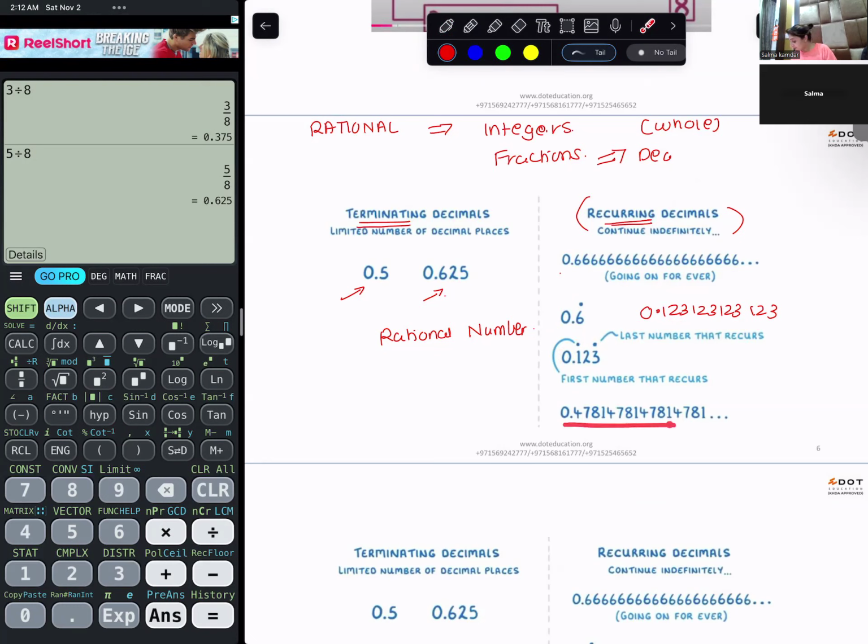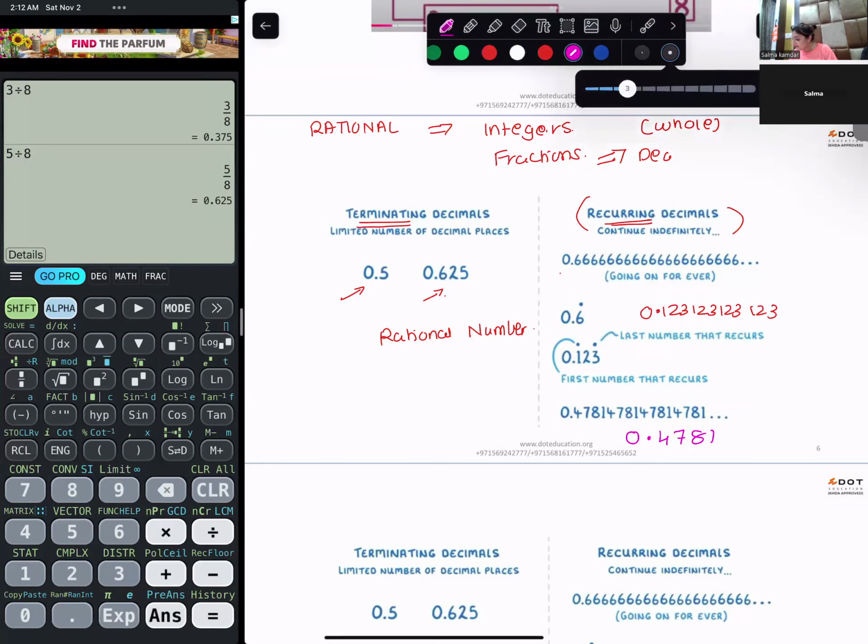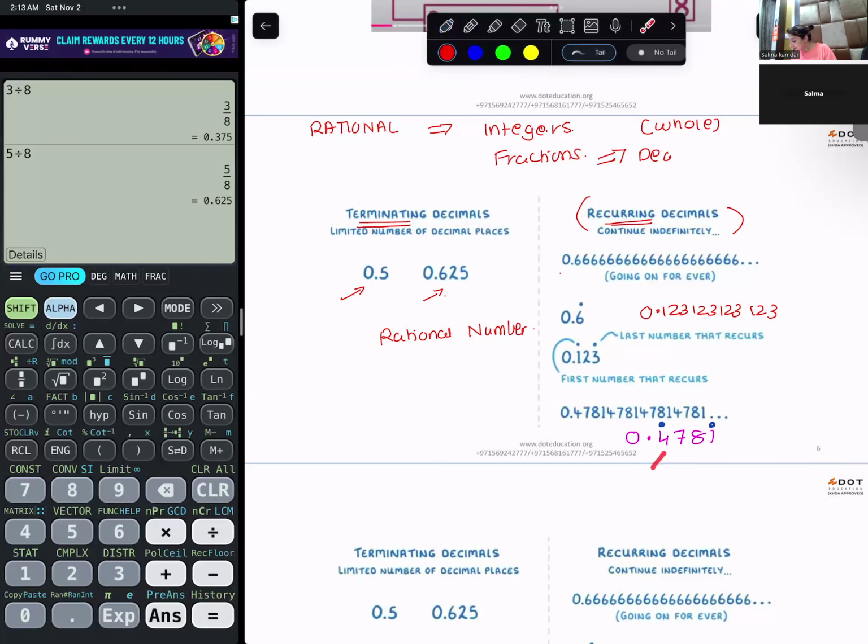If I have a decimal which is 0.4781, 4781 recurring, how will I write it? It will be 0.4781 and the dots will be above 4 and 1, denoting that this is the first number that is recurring and this is the last number that is recurring.